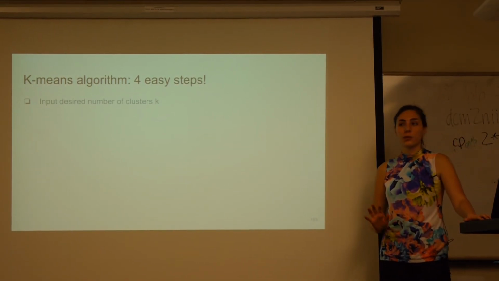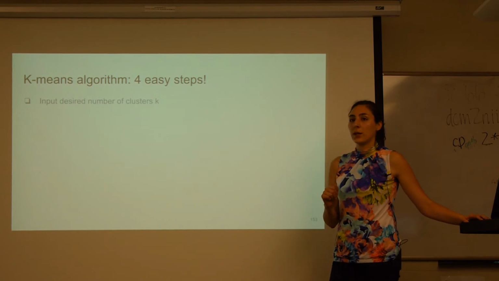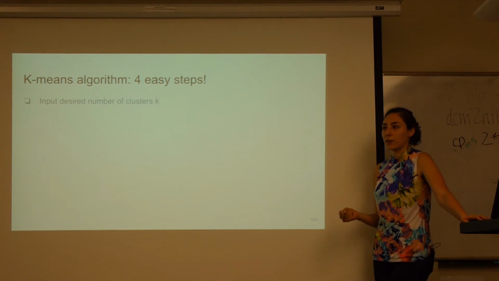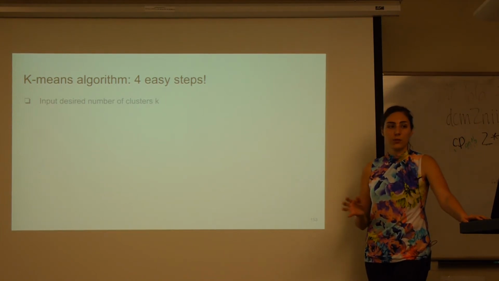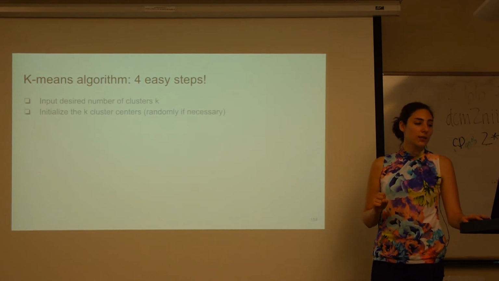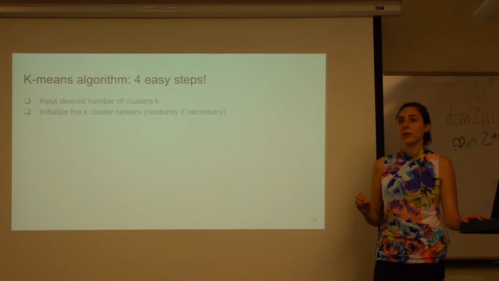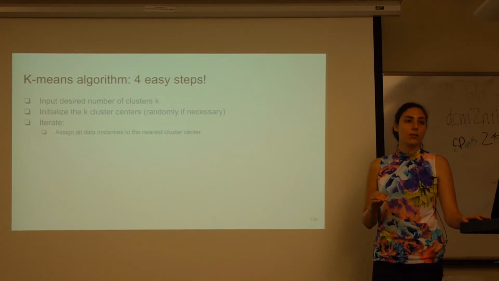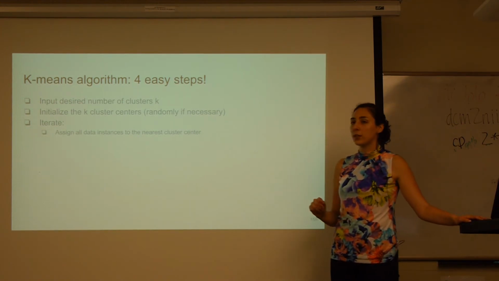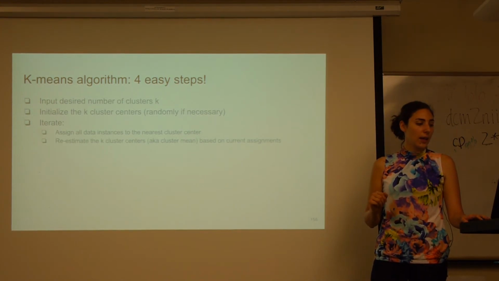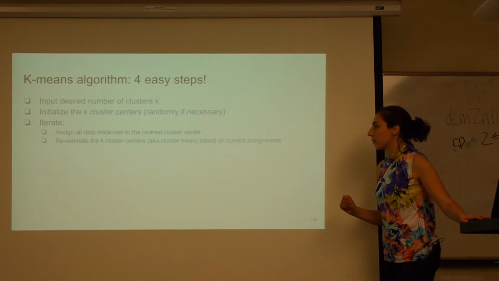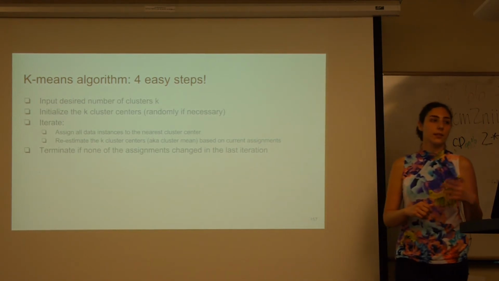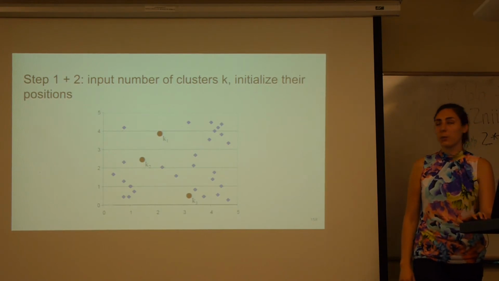Okay, so there are 4 steps to k-means, and I'll give you an example right after this. First, we input the desired number of clusters, k, because this is a partitional algorithm. Then we initialize where the k cluster centers will be; we can do this randomly. Then we iterate: first assigning all data instances to the nearest cluster, and then re-estimating the k cluster centers. We terminate if none of the assignments have changed in the last iteration. So let's go through an example.